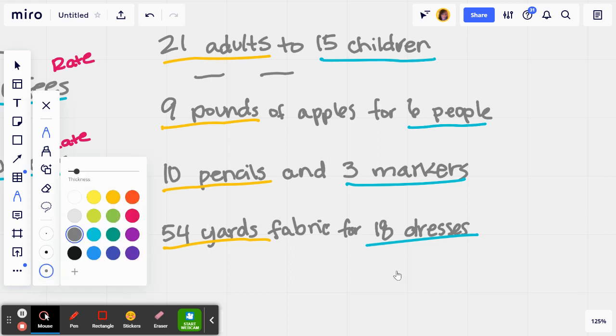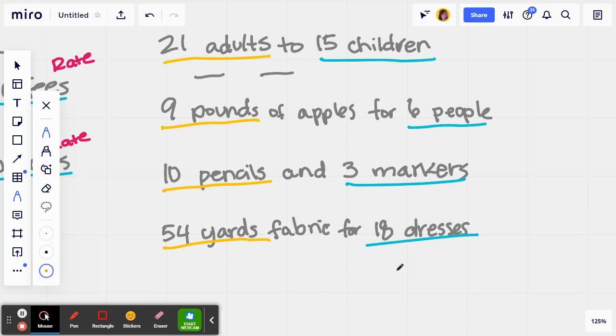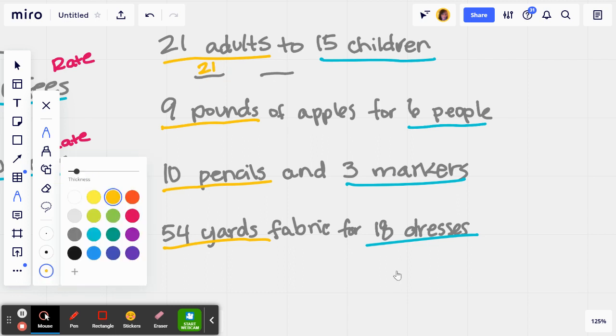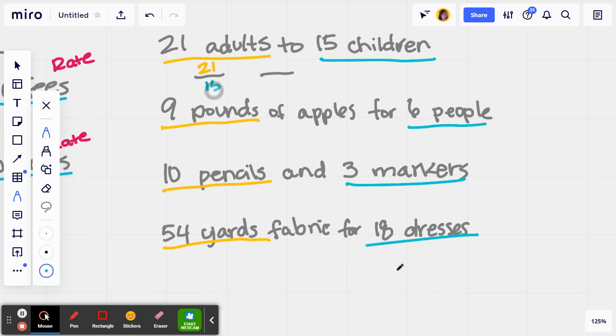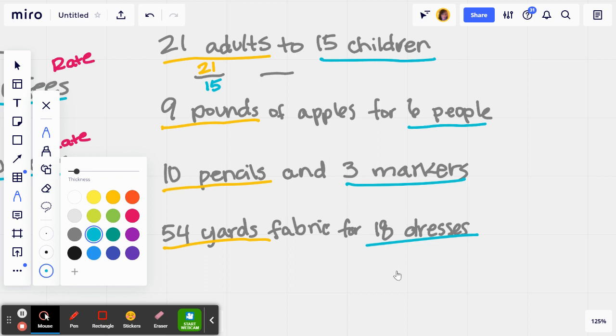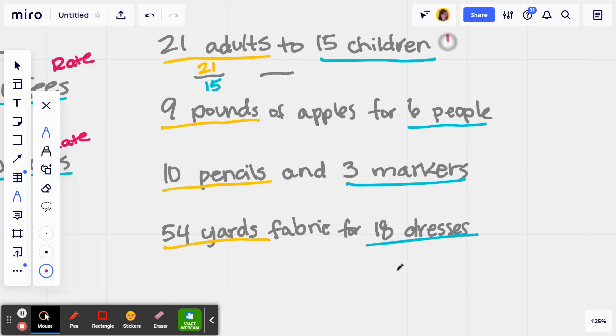Okay, so 21 adults to 15 children. My first question for you is, is this a ratio or a rate? This is a ratio because we're counting people. Our unit is people, right? So let's go ahead and see if we can simplify this ratio that we have.